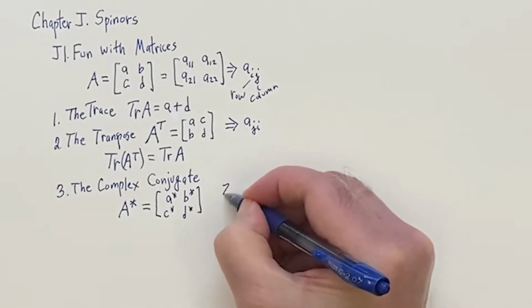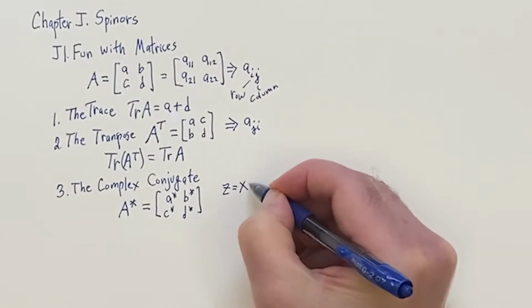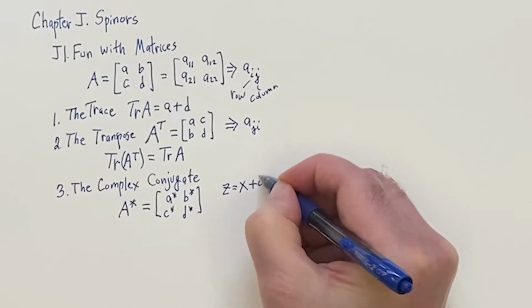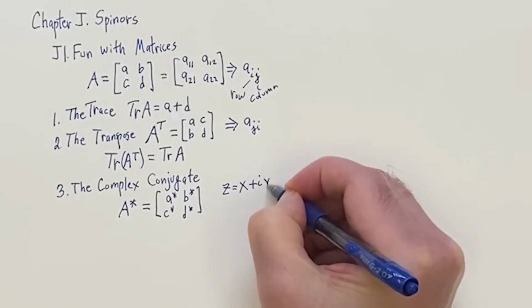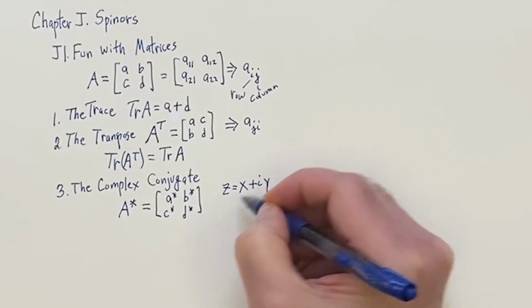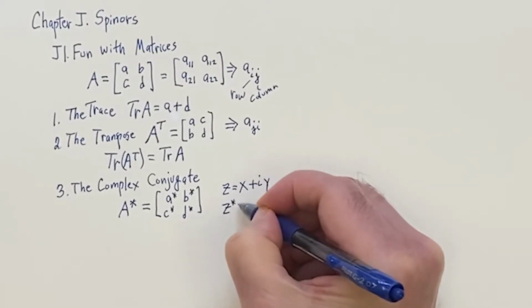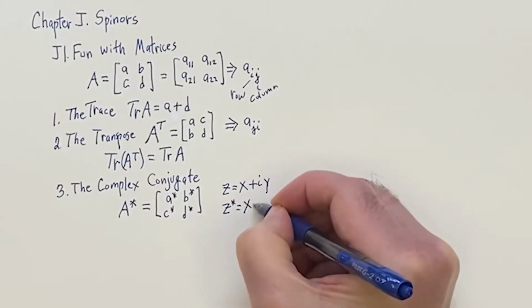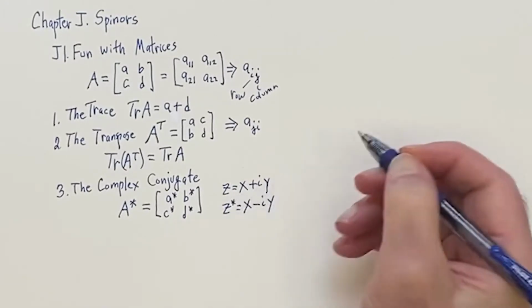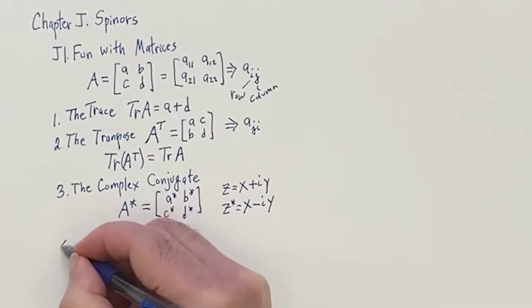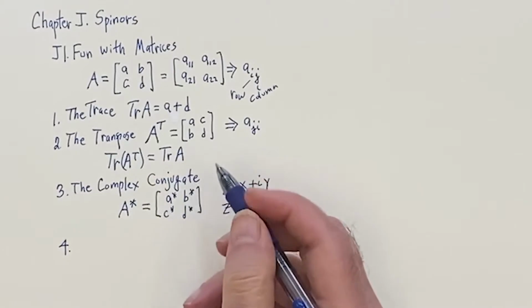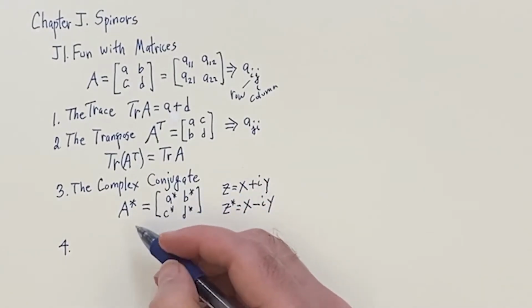And remember, if you have z is some real value x plus some imaginary component times y, where y is real, then when you take the complex conjugate, wherever there's an i, you make it a minus i. So the matrices can have complex numbers in there.